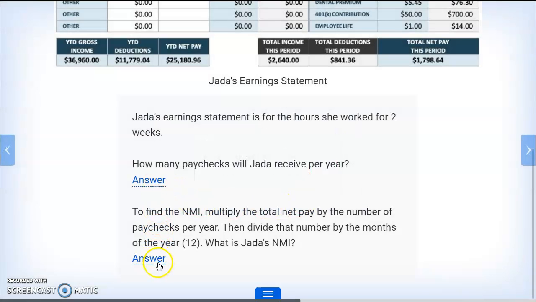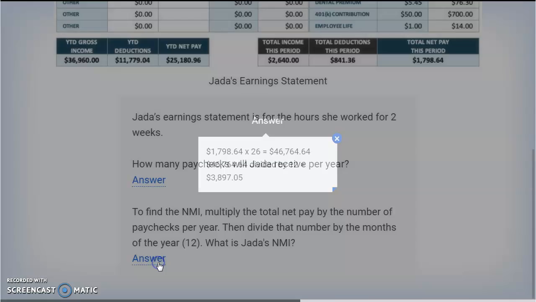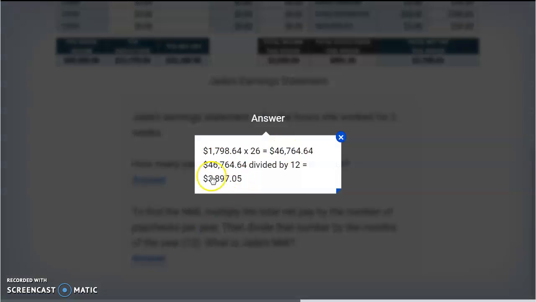To find the NMI, multiply the total net pay by the number of paychecks per year, then divide the number of months of the year, 12. What is Jada's NMI? So just do those steps and that'll tell you the amount of money, the net income for the year.